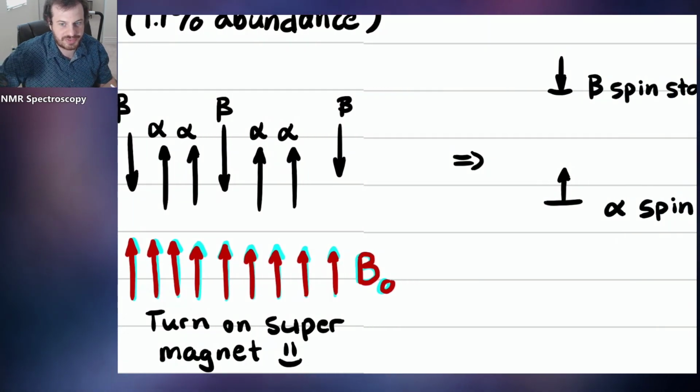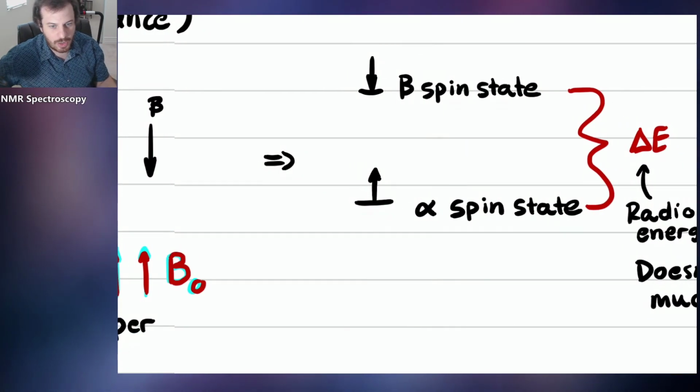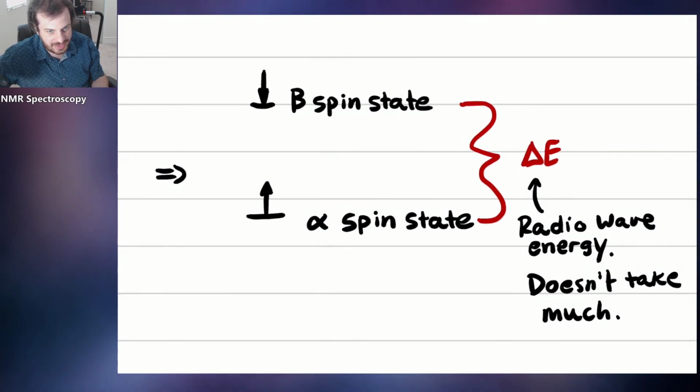So what we end up with is a situation that looks like this, where we have two spin states with different energies. We have the alpha spin state, which is lower in energy, and the beta spin state, which is higher in energy. The difference between these energy levels is called delta E. And this energy difference is on the order of a radio wave. So not a very big energy difference between these states. Radio waves are a very low energy form of radiation. So this is cool. This is interesting.